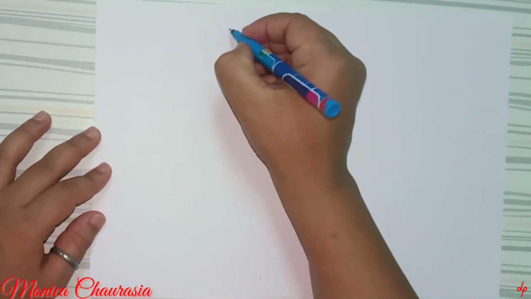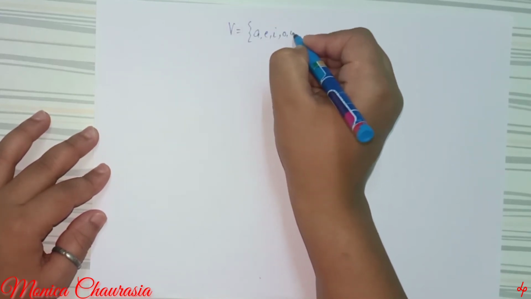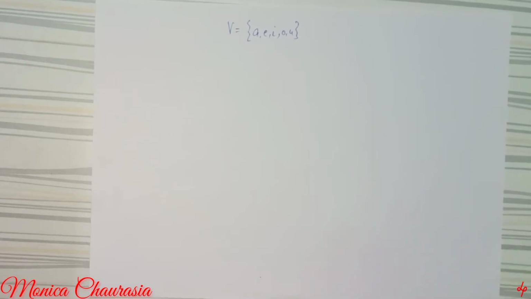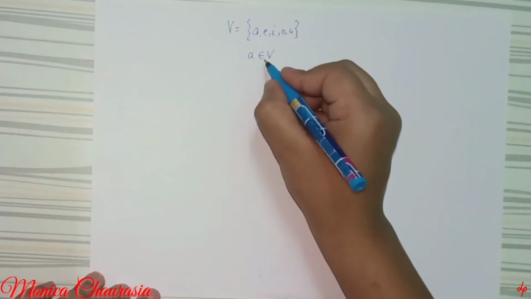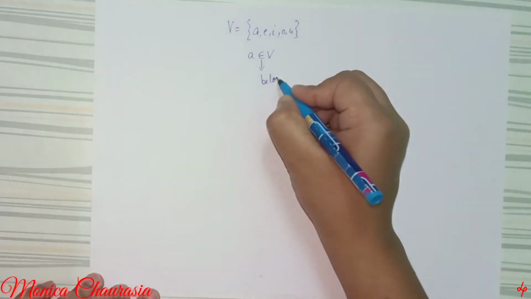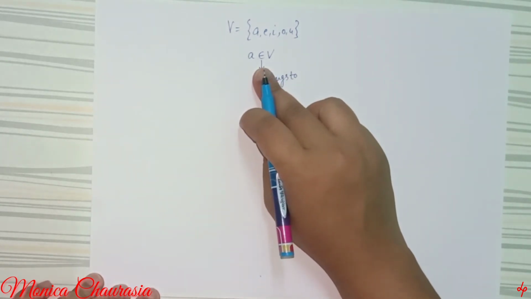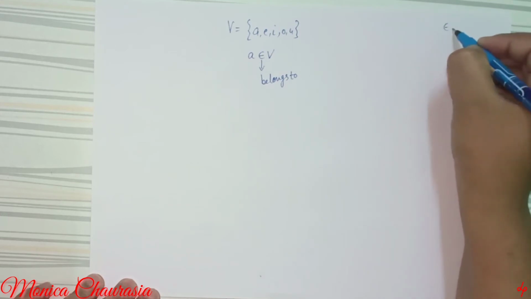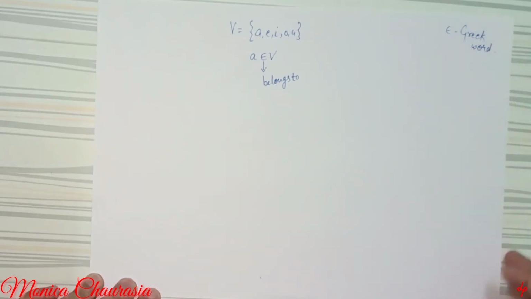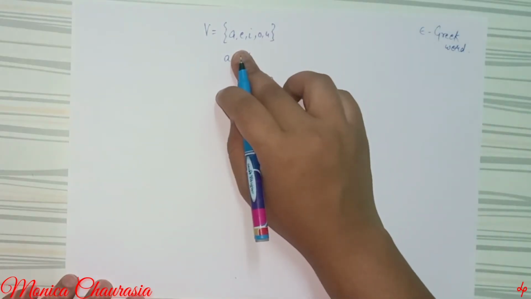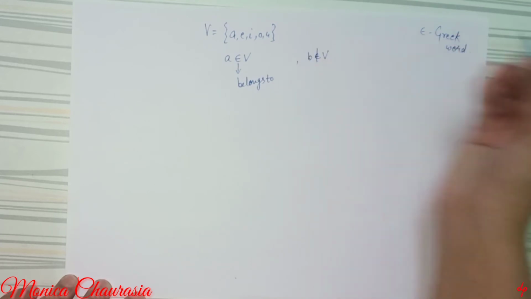We have a set V = {A, E, I, O, U}. If we say that a is an element of V, we write it as a belongs to V. This is belongs to, or this is epsilon. Epsilon is a Greek word. And b does not belong to set V. How do we represent it? b doesn't belong to V.